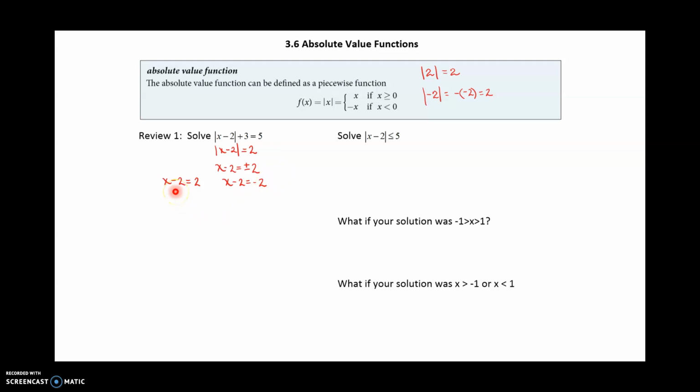So, of course, over here, we're going to add 2 to both sides, and here we're going to add 2 to both sides. And you can always plug these back in and check them and see that they work. So, for instance, 4 minus 2 is 2. Absolute value of 2 is 2 plus 3 is 5. And then 0 minus 2 is negative 2. Absolute value of negative 2 is positive 2. 2 plus 3 is 5. So we can see both of those work.